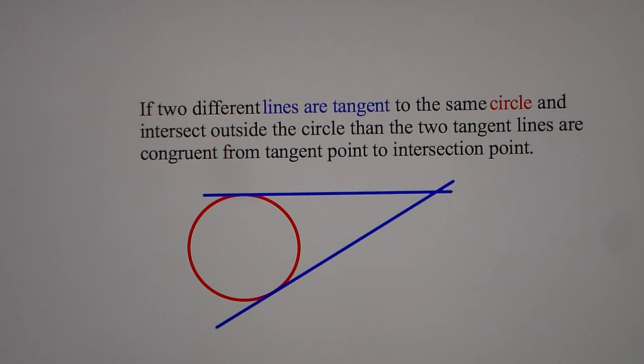Alright, so now we have to practice a couple of those. Here's another little concept here for us to know. If two different lines are tangent to the same circle and intersect outside the circle, then the two tangent lines are congruent from tangent point to the intersection point. So what do I mean by that?